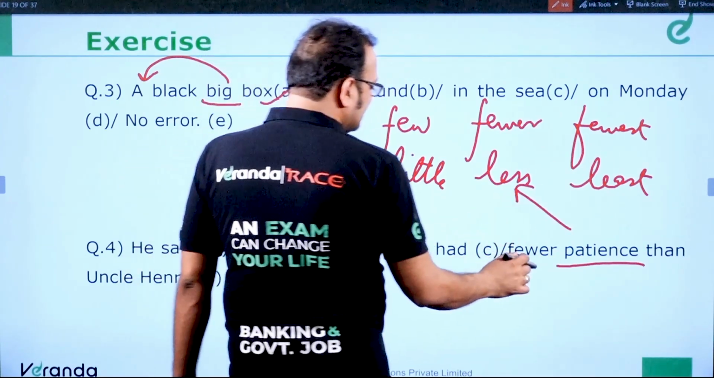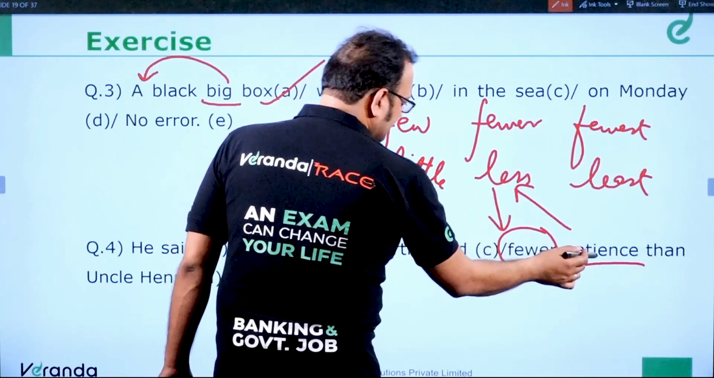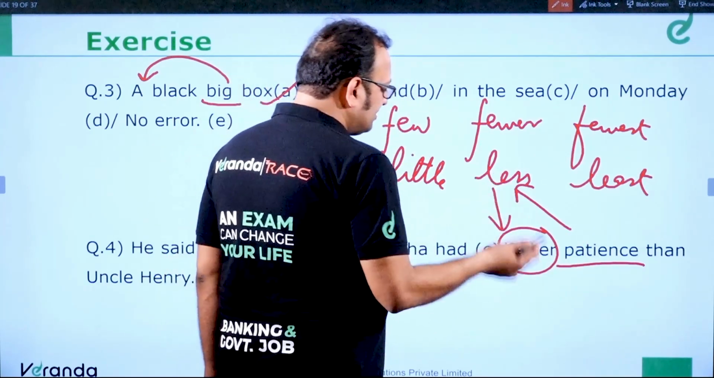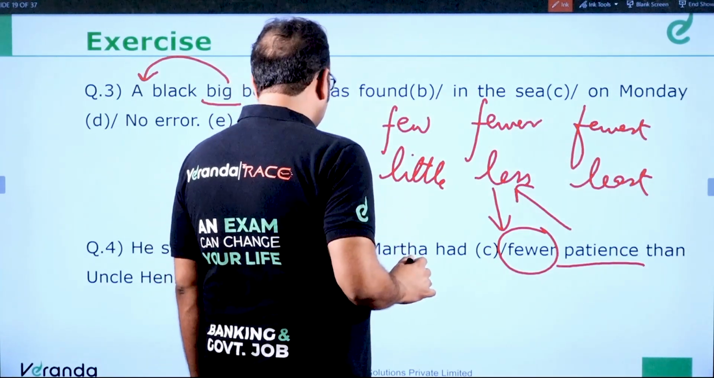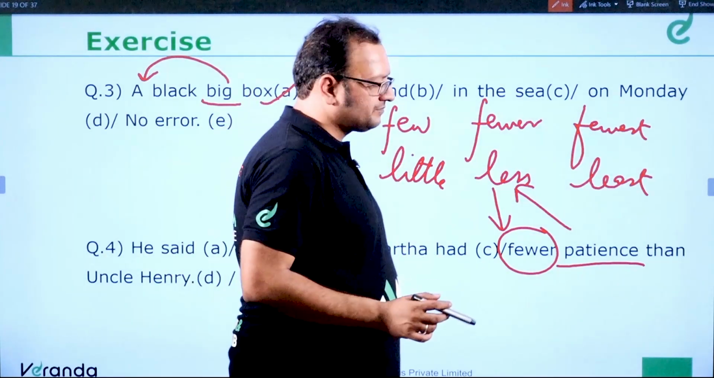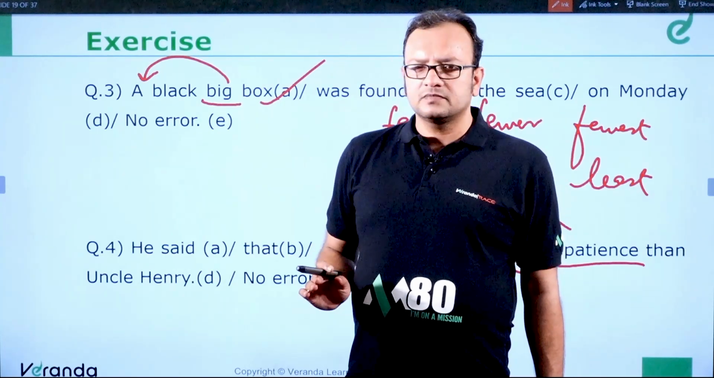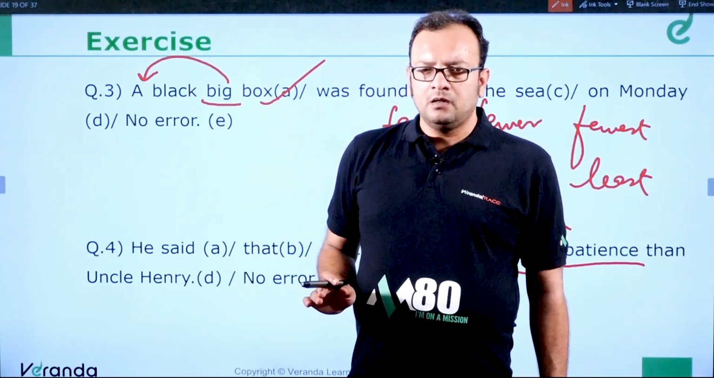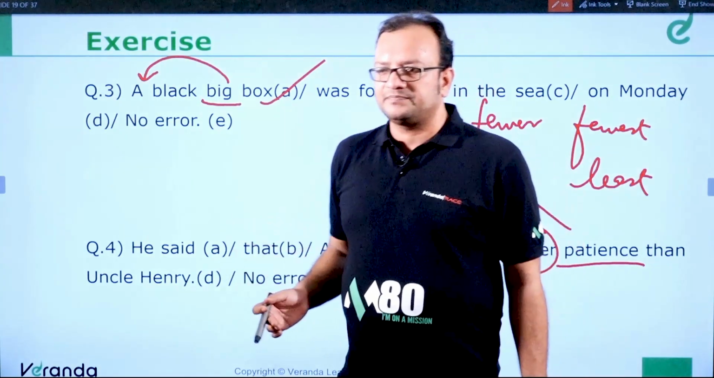So what's the error in this part? Fewer should be replaced with less, because it's a thing which has quantity. It should be less and not lesser. So the answer should be, he said that Aunt Martha had less patience than Uncle Henry. Okay, got it? Let us move ahead, okay?